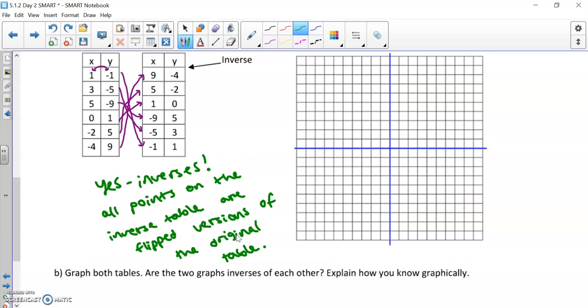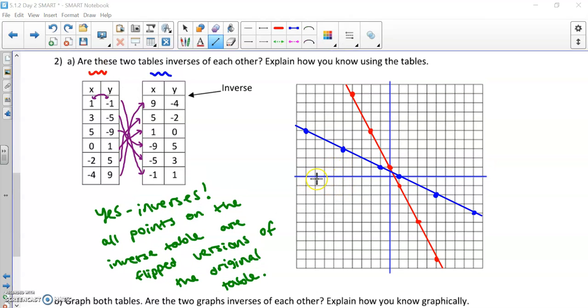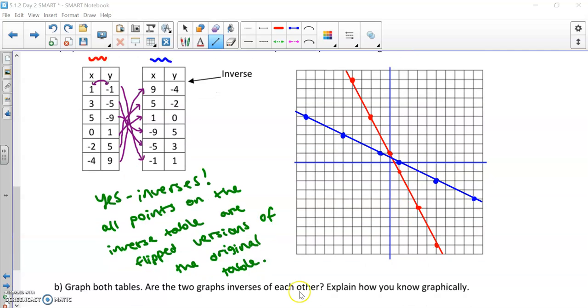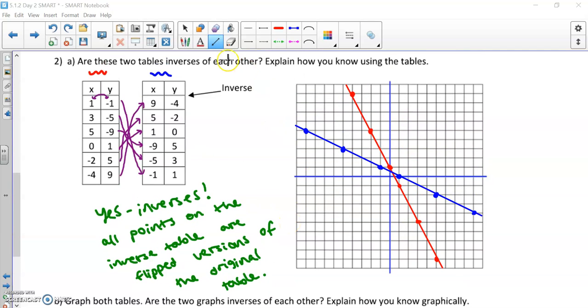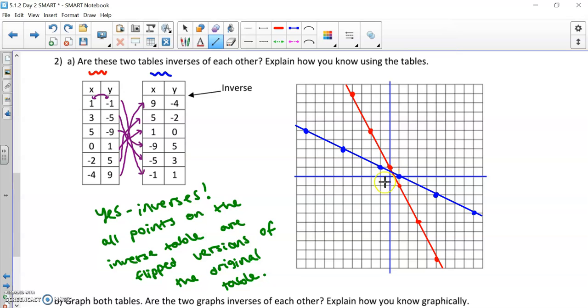All right, so we're going to go ahead and graph these. I'm going to graph my first one in red and my second one in blue. Okay, I'm going to pause the recording while I do that just so I don't waste time. All right, so I have graphed my tables. This red line is the first table and the blue line is the inverse, second table. Now we want to check to see if they are inverses of each other. Remember that when we are trying to check for inverses, we have to draw that line of y equals x. So that line is right through the middle here.